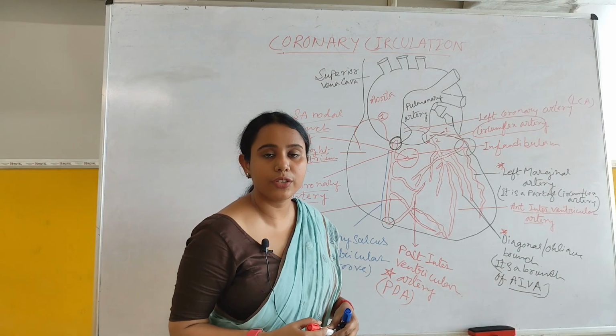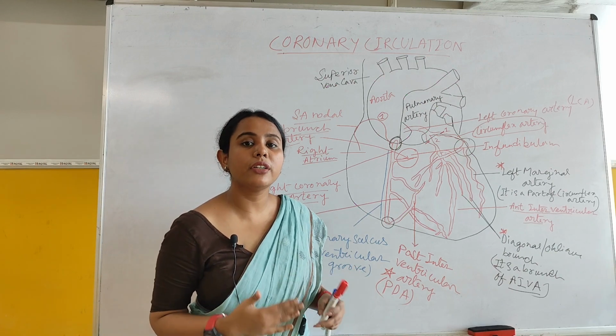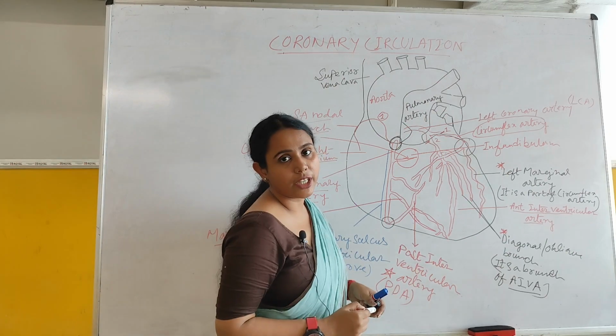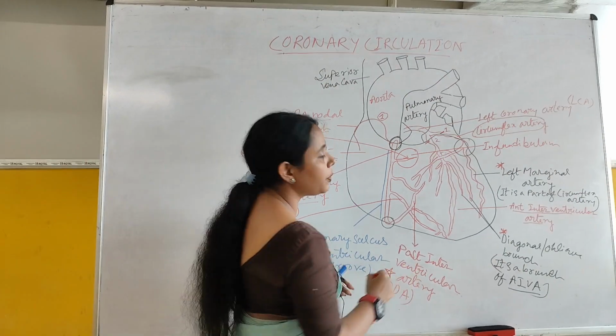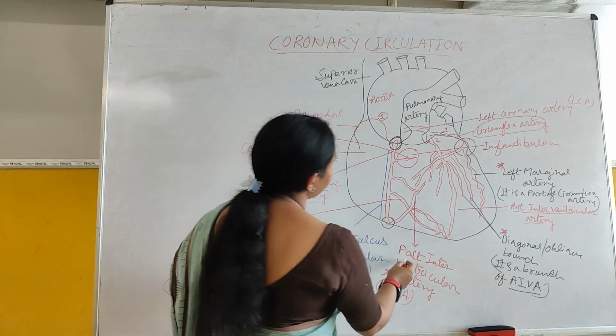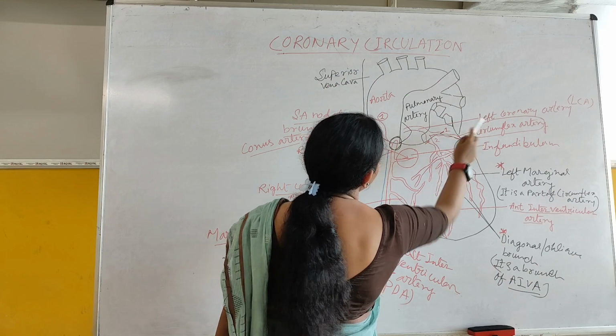If it is a part of the right coronary artery, then the heart will be right dominant, and if it is a part of the left coronary artery, then the heart will be left dominant. Okay, and next I will move to the left coronary artery.